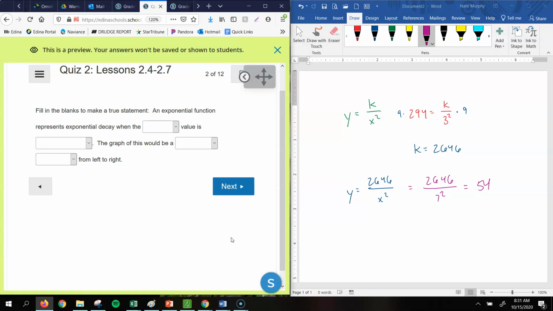Alright, so this one we're going to fill in the blanks to make a true statement. An exponential function represents exponential decay when, so now we've got to figure out what value. Remember, we determine whether it's exponential growth or decay based on the value of b. It's going to be exponential decay when b is between 0 and 1. The graph of this is not going to be a straight line, it's not going to be a parabola, it's going to be a curved line. And if it's exponential decay, it's going to be decreasing from left to right.